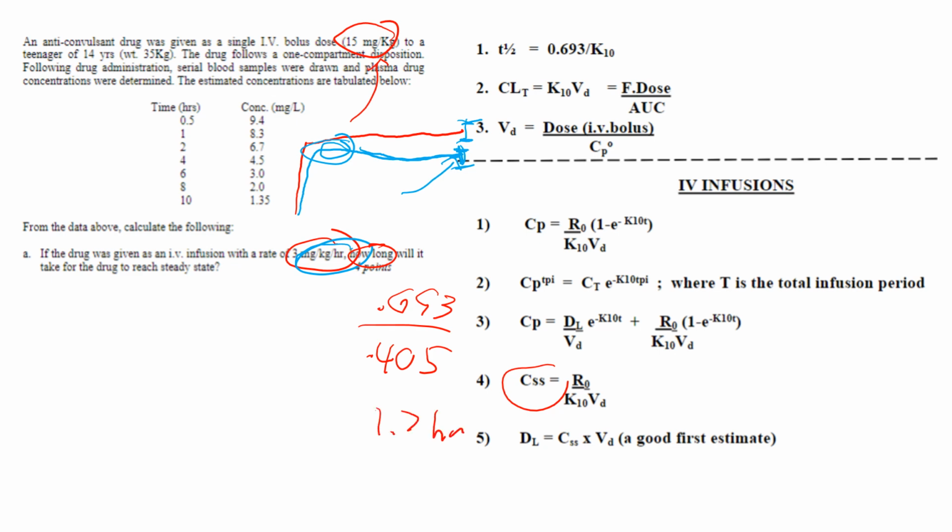Now we just multiply that by 4.5, right? Because 4.5 half-lives is when that reaches that steady state. And boom, we get 7.7 hours.